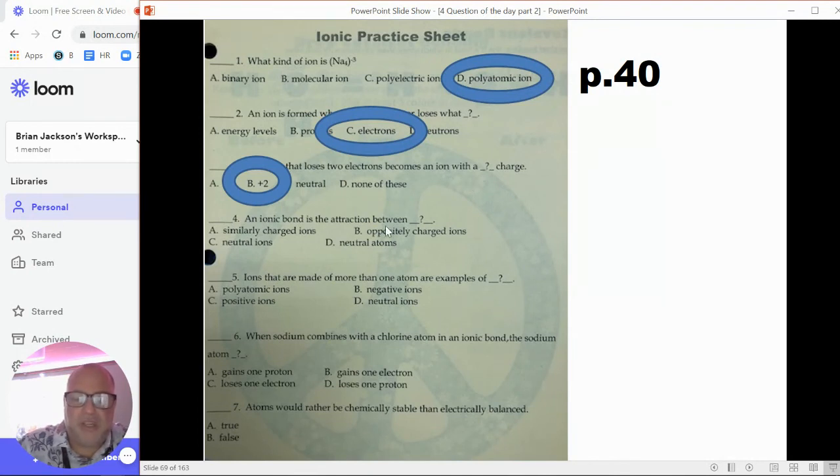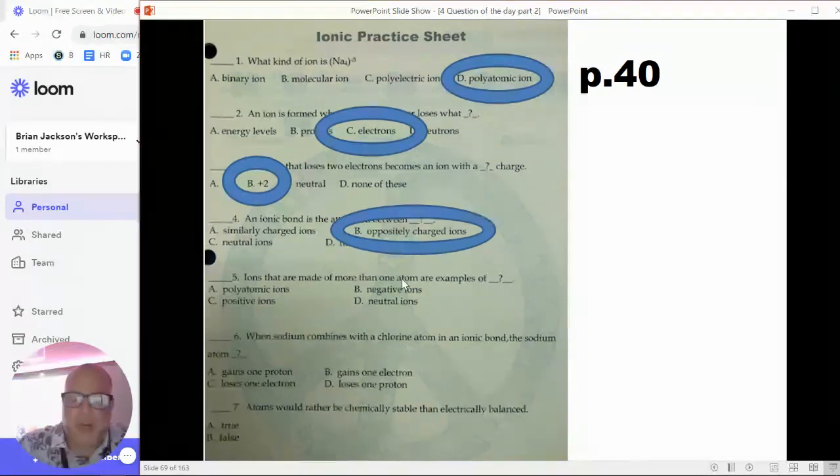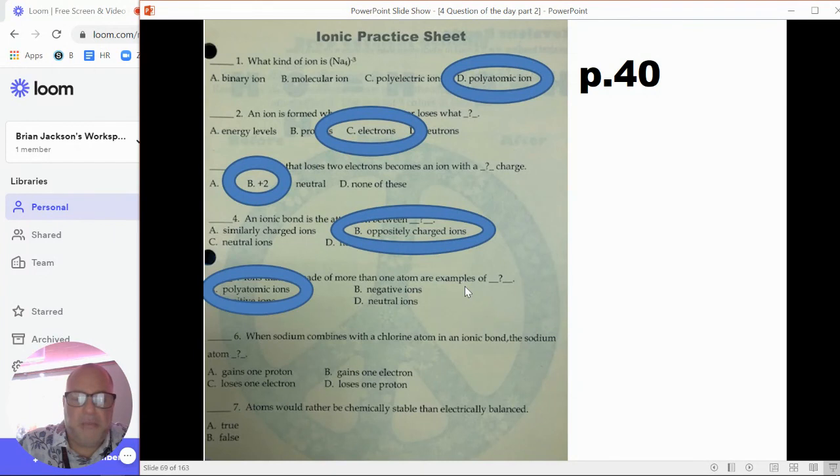An ionic bond is an attraction between, well, 2 charges that are opposite from each other. Right? Ions made of more than one atom are examples of polyatomic ions, right? Poly means more than one. When sodium combines with chlorine atom, making salt, right? The sodium atom is going to lose that 1 electron. That was in that short little video that I showed you where the sodium picks up the 1 little tiny electron that's right there. And then, where is it?